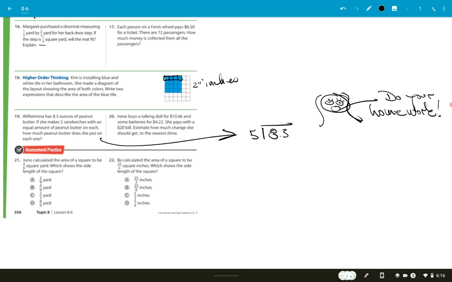So anyways, let's see here. Irene buys a talking doll for $10.66. Batteries for $4.22. She pays with a $20 bill. It says estimate how much change. Forget the estimation here. I just want to know the exact answer. You guys can do that. 21 and 22, I'm not worried about.